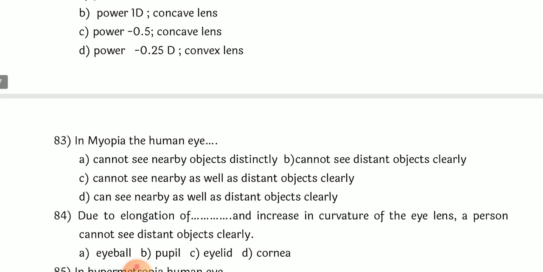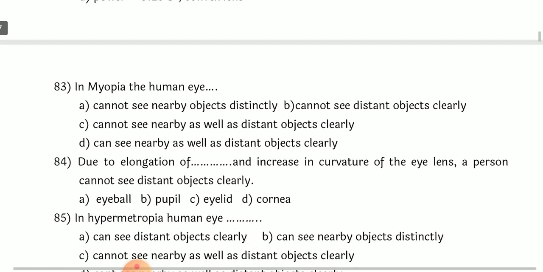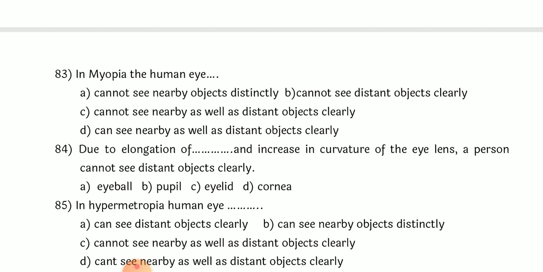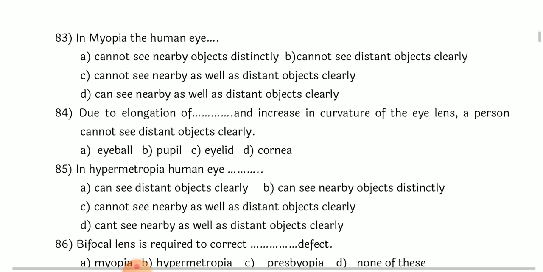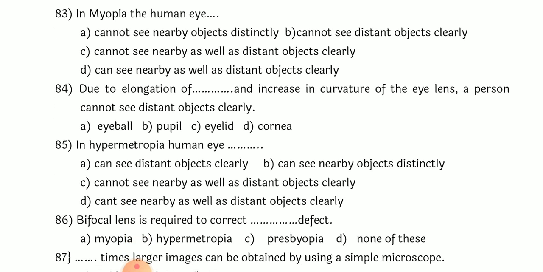83. In myopia, the human eye, see options, cannot see nearby objects distinctly, cannot see distant objects clearly. Okay, myopia is nearsightedness, can see nearby objects clearly but cannot see far objects. So option is B. Due to elongation of dash, the increase in curvature of the eye lens, a person cannot see distant objects clearly, due to the elongation of the eyeball.